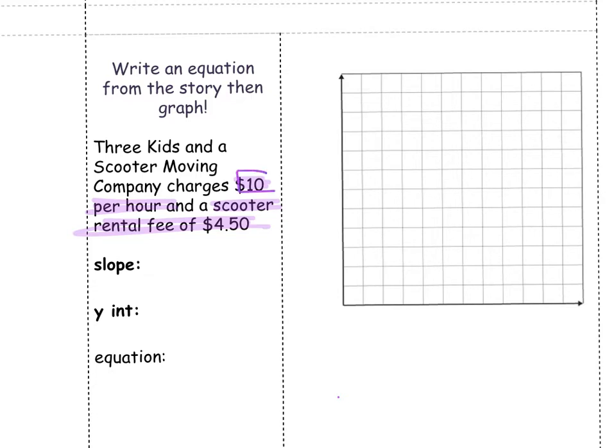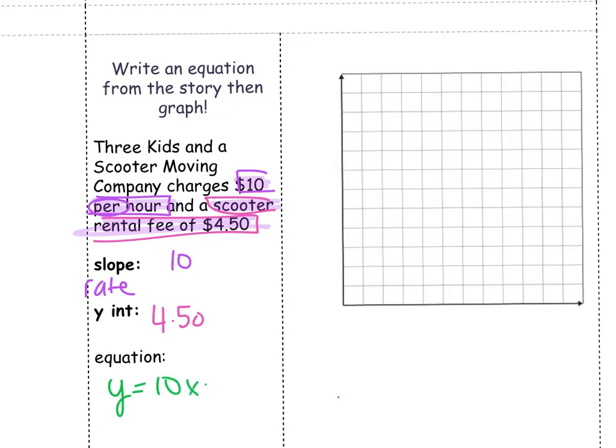The $10 per hour, because of that word per, tells us that it's a rate, which is, remember, another way of saying slope. So our slope is going to be 10. Then we have the scooter rental fee of $4.50. That's a one-time fee, so that's going to be how much it costs initially, or that y-intercept. And once we know that information, we can write our equation. y equals 10x plus 4.50. y equals mx plus b.